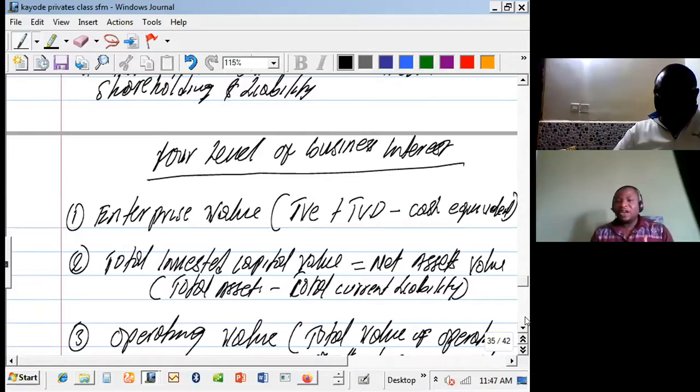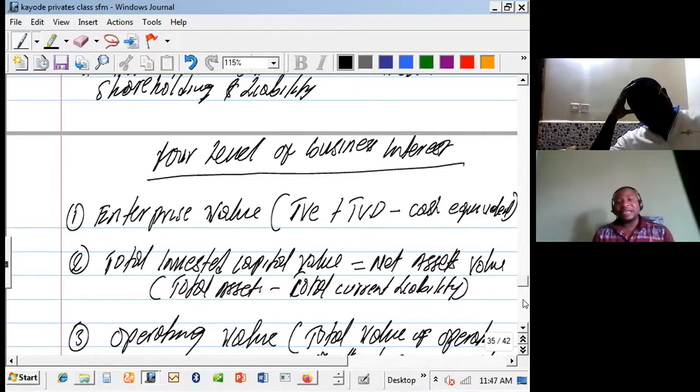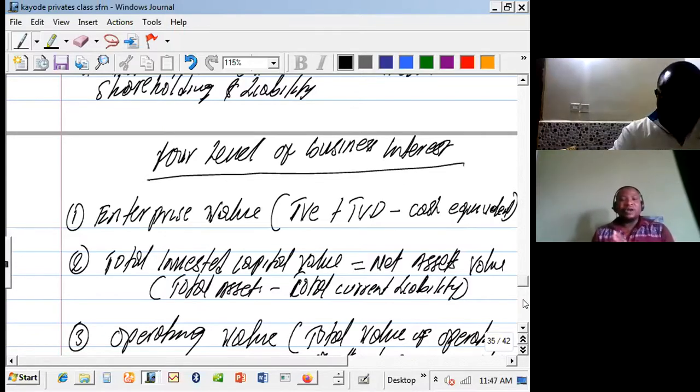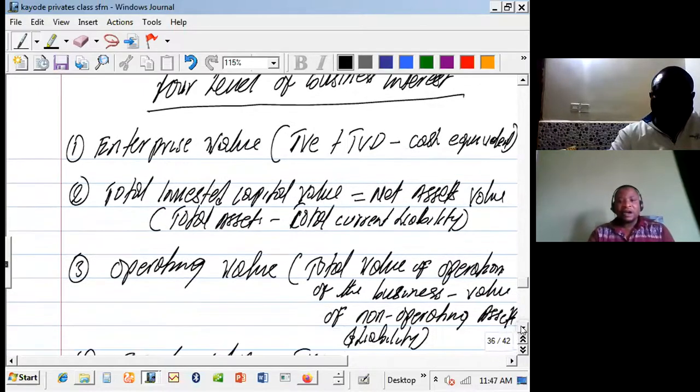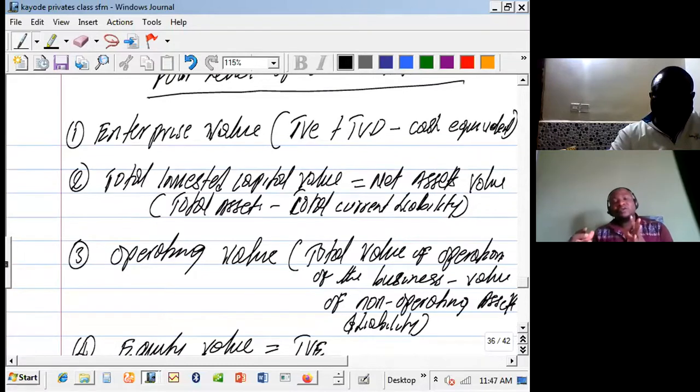So, yes, like I said, there are four levels of business interest valuation, which is covered by the first IVS 200. We have the enterprise value, the total invested capital value. The total invested capital value is calculated as net asset value of the company. If you remember, net asset is the total asset minus total current liability. Is that clear? The next one is the operating value, which is the total value of the operation of the business minus value of non-operating asset and liability.